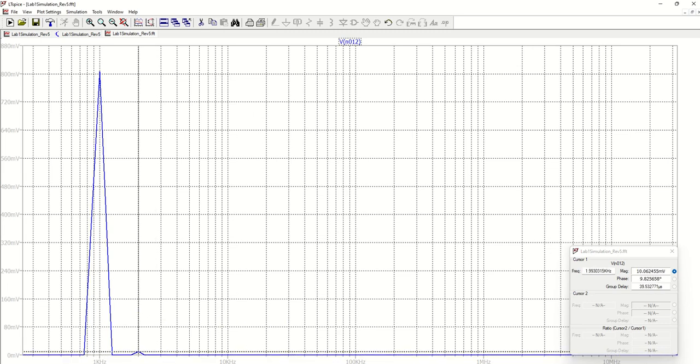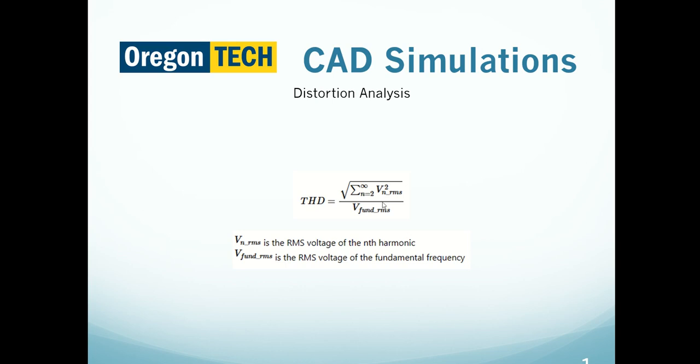So going back to our equation, since all we have is the second harmonic, which was 10.33 millivolts, you'd take 10.33 millivolts and divide it by 806.5 millivolts, which would end up being 0.0128, and you would multiply that by 100, and you would get 1.28% total harmonic distortion.